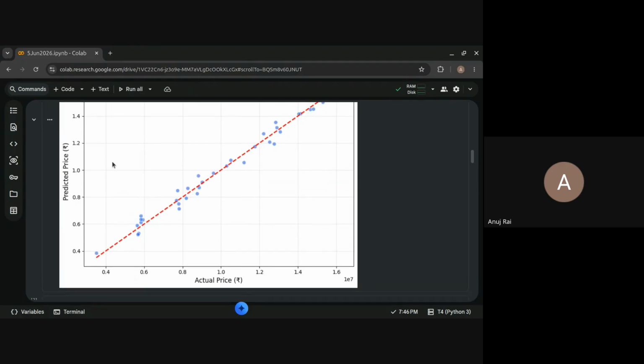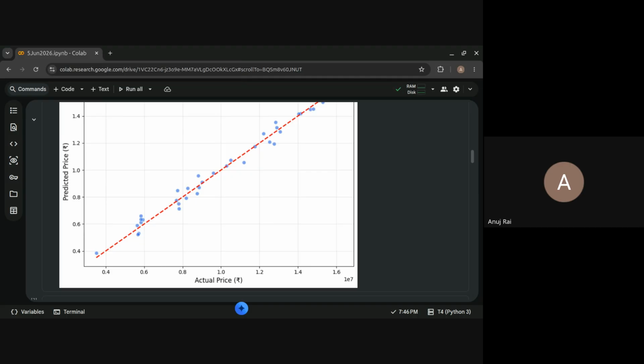So here, what is the actual price versus the predicted price? In a practical scenario, if there is no error, it should lie on the red line. But the further the distance, it means that the error is high, and this variance is what we call R square.